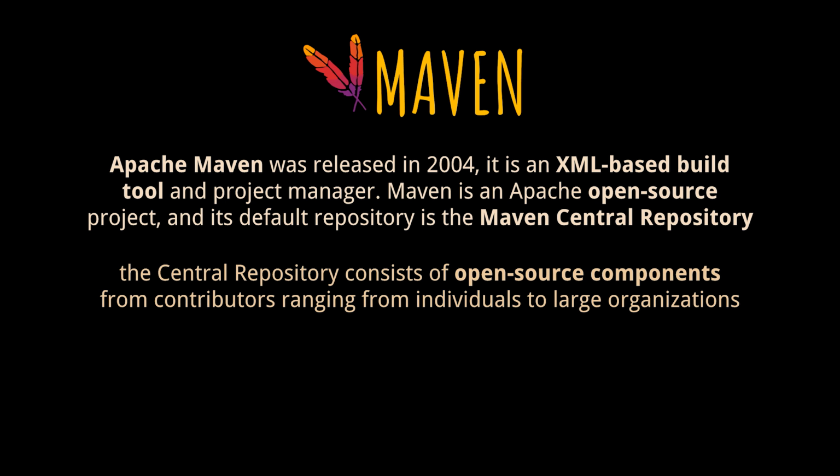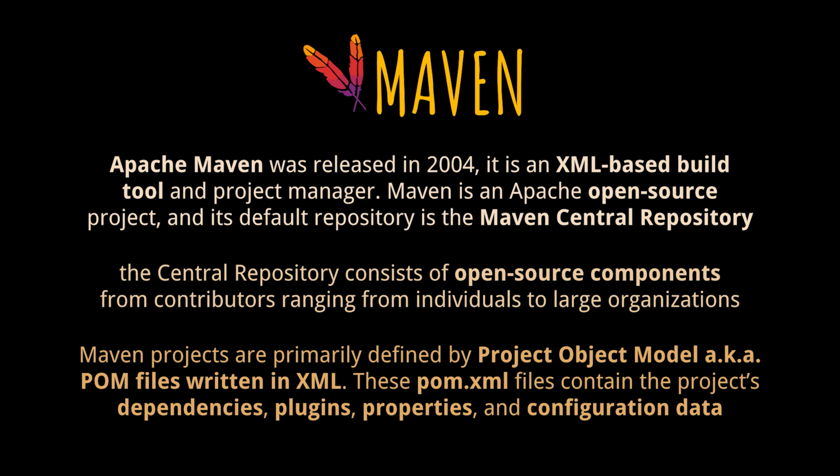There is a vast array of Maven plugins to customize and expand the build tool's functionality. Maven projects are primarily defined by project object model, aka POM files, written in XML. These pom.xml files contain the project's dependencies, plugins, properties, and configuration data. Maven uses a declarative approach and has a predefined life cycle.